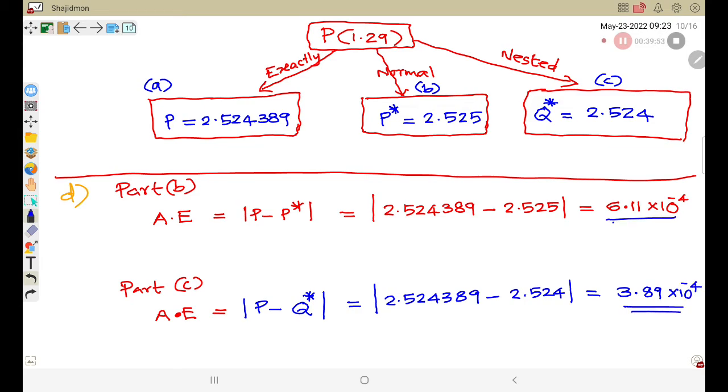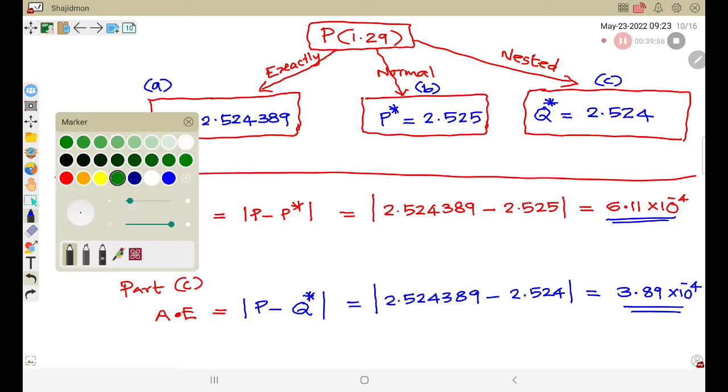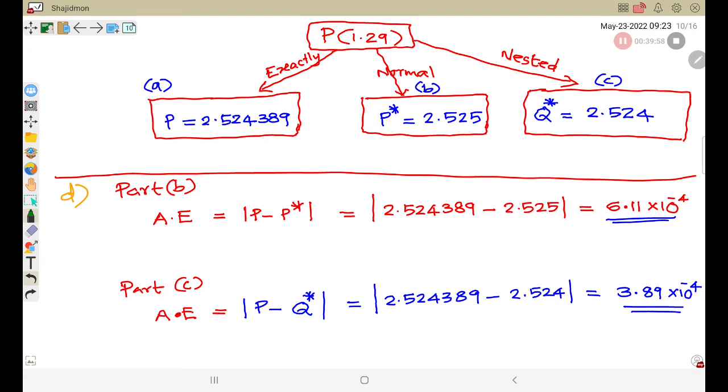Which method, normal method or nested method, is getting more error? You can check it. See, in part B, that means the normal method, how much error? 6.11 multiply 10 power minus 4. But in part C, the nested method, how much error is coming? 3.89. See, it is less error in the nested method, correct? So the nested method usually gives a more accurate answer when we are doing approximation of the polynomial. 3.89, but the first method has 6.1 as the error. So this is the question. I hope you understood these ideas.